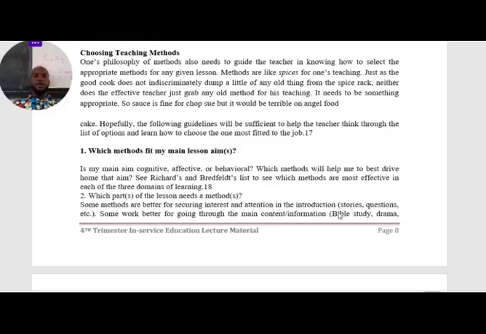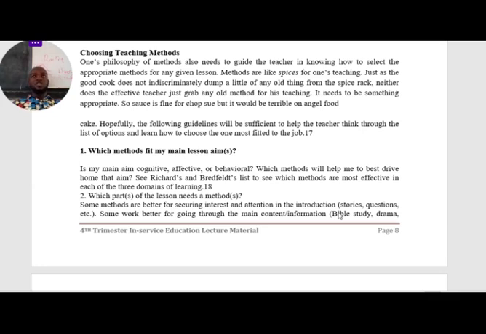What should we consider when we are choosing a particular method to apply when we are teaching? What are we supposed to look at? Which things should we consider when we are selecting a particular method when we are teaching? One of the things that we should look at when we are selecting a method is which method fits my main lesson aims.